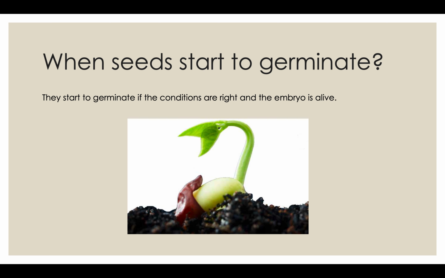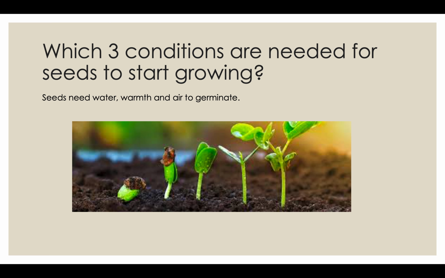So remember, seeds need to germinate if the conditions are right. What we mean by when the conditions are right is that it needs water, warmth, and air, and we need the embryo to be alive. Like I mentioned. So which 3 conditions are needed for seeds to start growing? Seeds need water, seeds need warmth, and seeds need air.